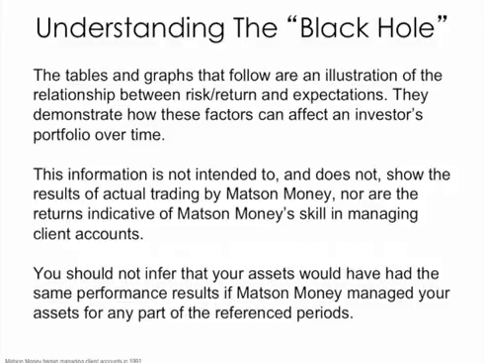Now we're going to look at some tables and graphs, and I'm going to try to make it as clear as possible, although whenever you're working with tables and graphs, there is the possibility that you could just zone out when you're looking at the graphs and the numbers. So I'm going to try to direct you to what's the bottom line in each of these graphs and summarize it before we move on to the next one. But the tables and graphs that follow are an illustration of the relationship between risk, return, and expectations. And they demonstrate how these factors can affect an investor's portfolio over time.